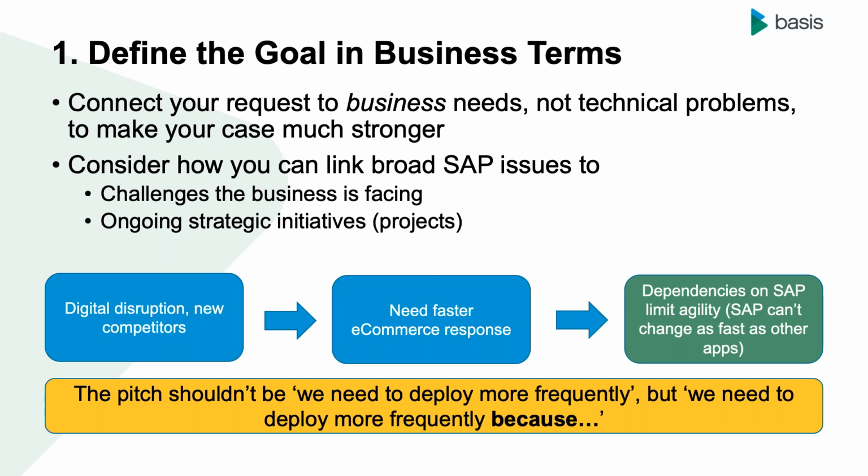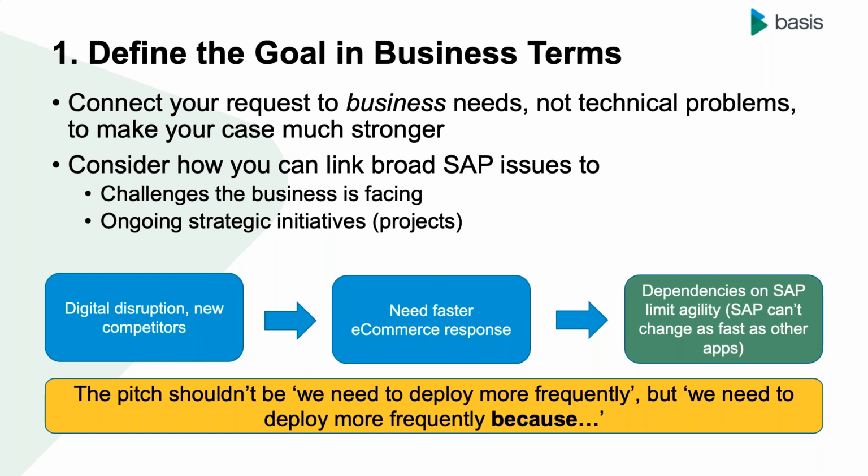So let's take an example. Let's say you're operating within a market that is facing digital disruption, new competitors are moving in, and as a result, you need to be able to operate and to change your e-commerce, your go-to-market much more rapidly than you are able to today. And there are key dependencies between your e-commerce system and your SAP backend that mean you are unable to change at the pace that the business requires.